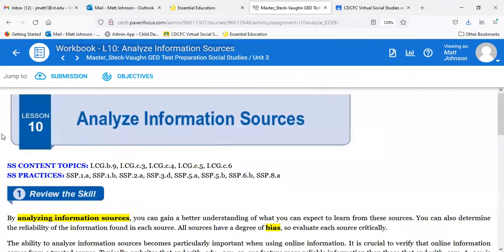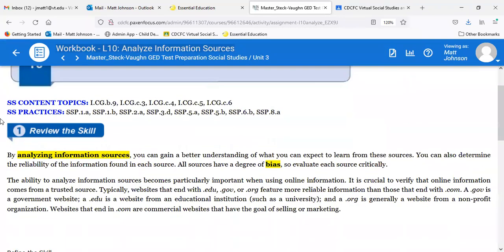So looking at the workbook for lesson 10. So analyzing information sources, you gain a better understanding of what you expect to learn from these sources. You can also determine the reliability of the information found in each source. All sources, like I said before, have a degree of bias, so evaluate each source critically. Think about what the bias is and why it's there.